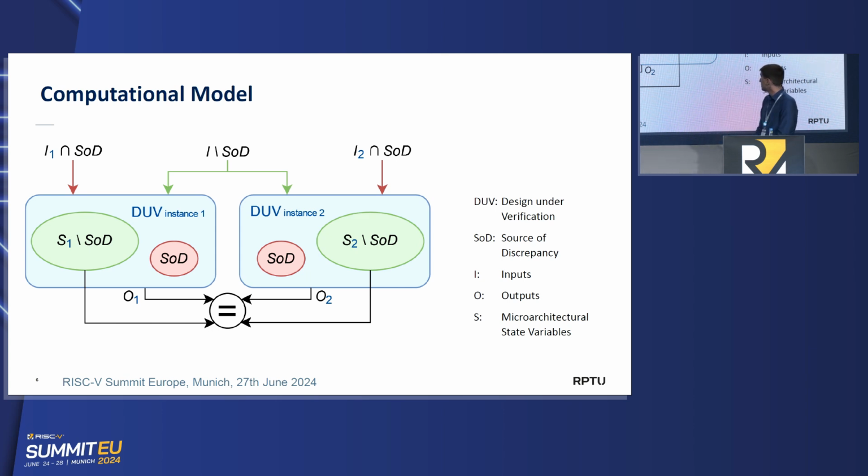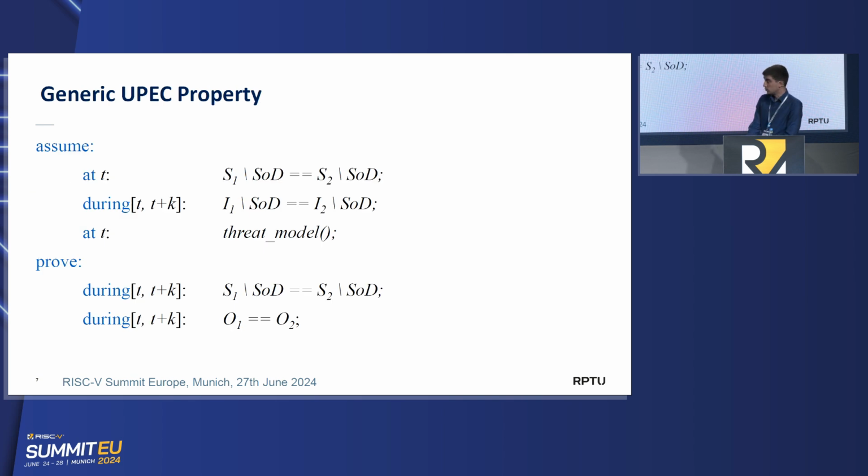So now that we have this model, we can create the generic UPEC property. So what does this property do? We assume that, as I said, at the beginning of our proof, all states except for the SOD are equal between the two instances. Also, the inputs to both instances are the same except for the ones contained in the SOD. What we then want to prove is that all the states and the outputs remain equal for the next k clock cycles. This means if this property holds, so if we can prove this for some design, this SOD is not able to propagate to any other location or any other state signal or output in the design, which makes it secure, or at least, there is no propagation in the design.